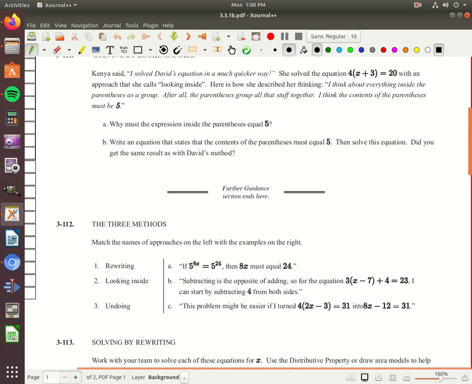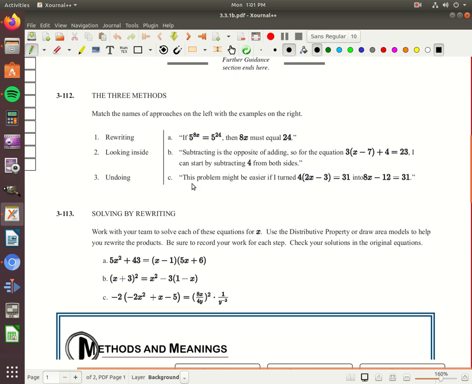Again, we've kind of talked about all those. So now we're down to this. We want to match up here. It says the 3 methods. So we want to match up with what's going on here. So this one we're saying if 5 to the 8x equals 5 to the 24th, then, well, I know that 8x must equal 24. That's kind of like looking inside, right? We're sort of looking and saying, let me think about this problem more deeply and look for a really good shortcut. So that's looking inside.